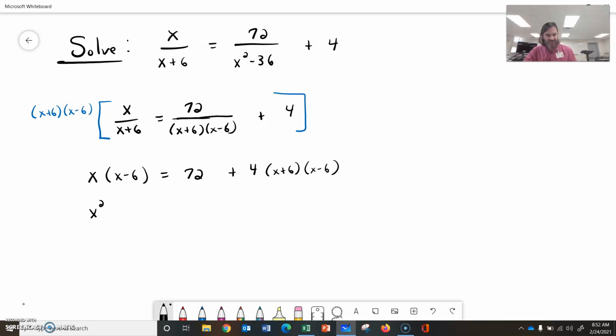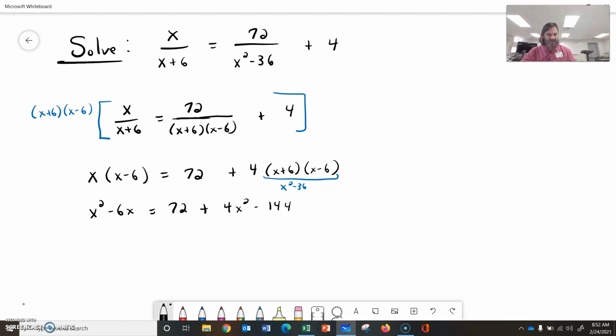So I'll have x squared minus 6x equals 72 plus, and I'm going to go ahead and make the x plus 6, x minus 6, x squared minus 36. So I can push the 4 into that. So it'll be 4x squared minus 144, I believe.